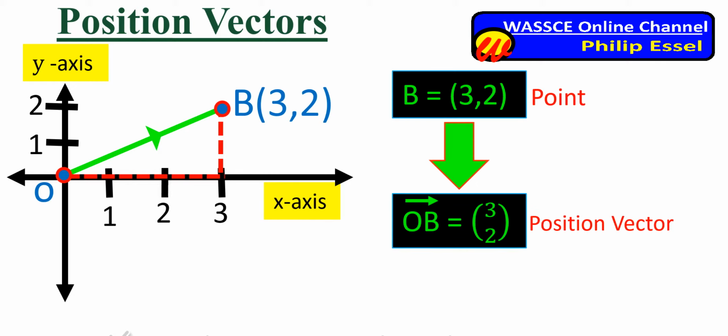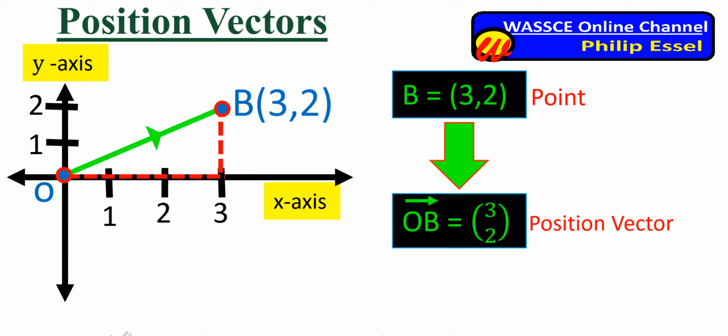And as you can see, nothing changed, especially the numbers, the X and the Y component, they never changed. The only thing that changed was that the point B became a vector, which is the position vector OB, and it was also written in column form 3, 2 instead of in coordinate form. Those are the only two things that changed.